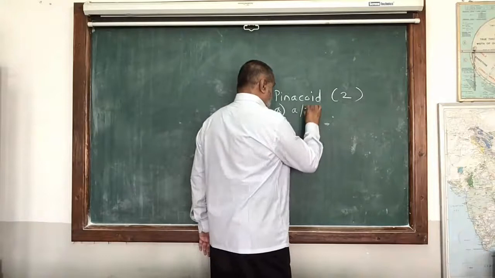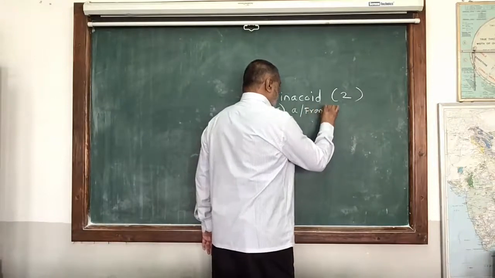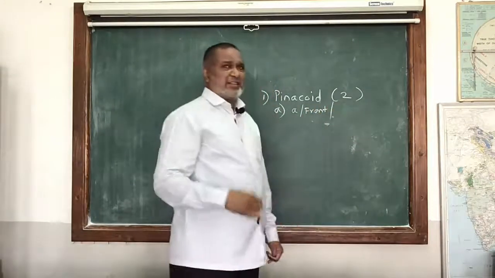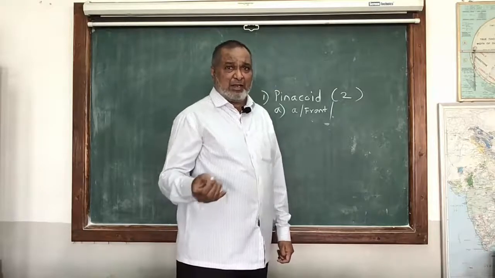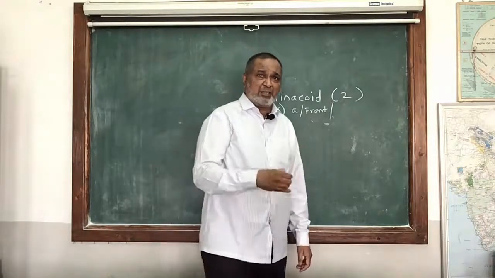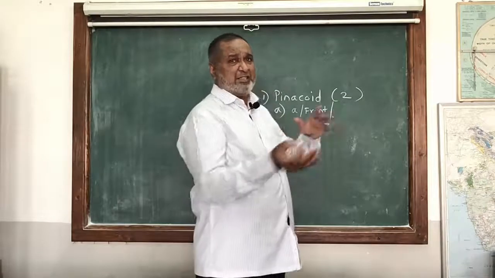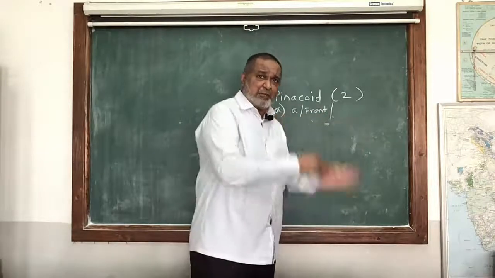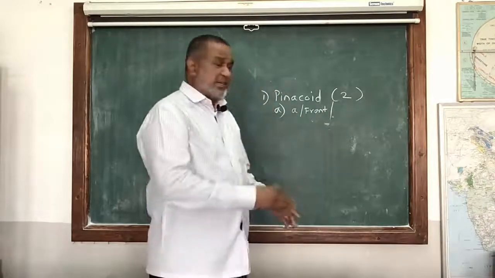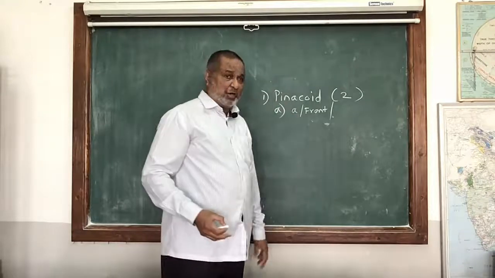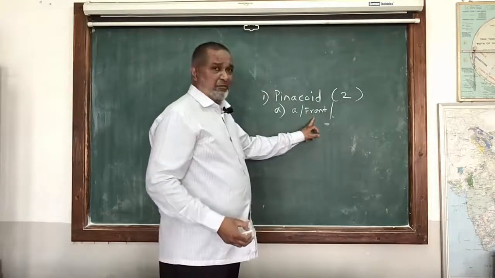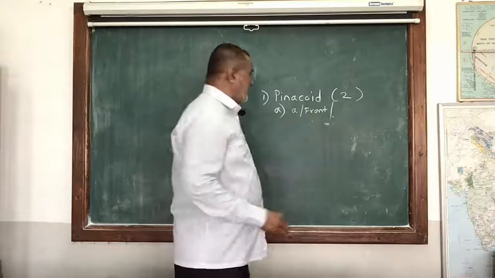We also call it the front pinacoid, and the name depends upon which axis is cut, whether A or B. If A is cut, the name of that axis will be given to this particular pinacoid. So A, or the front pinacoid, and whatever the name is, that will be given.